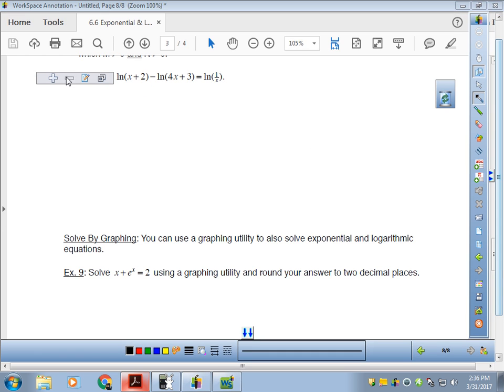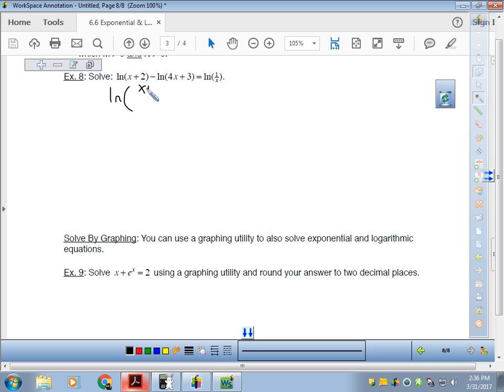So in example 8 here, we're asked to solve ln of x plus 2 minus ln of 4x plus 3 equals ln of 1 over x. I do have ln's on both sides. Before I can set the stuff equal to each other, though, I need to condense these two. This is a subtraction, and subtraction can be condensed into division. So we could rewrite this as ln of x plus 2 over 4x plus 3 equals ln of 1 over x.